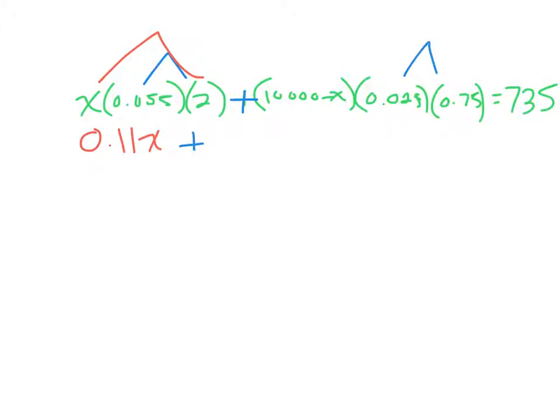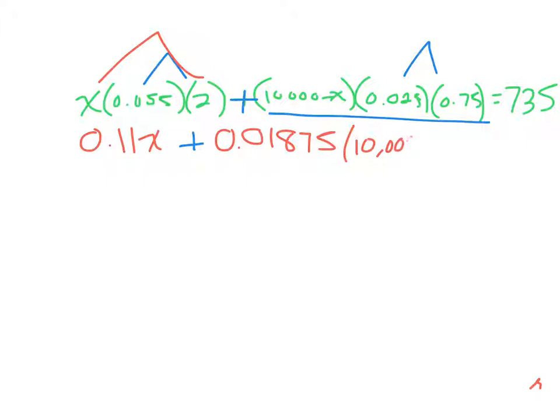I'm going to multiply these two before I can then apply the distributive property. So 0.025 times 0.75 is a very small number, 0.01875. I'm just using the full decimal to be as specific as possible. And then that's what's going to be multiplied by the 10,000 minus x. And all that is equal to 735. So let's apply the distributive property so we can remove those parentheses.